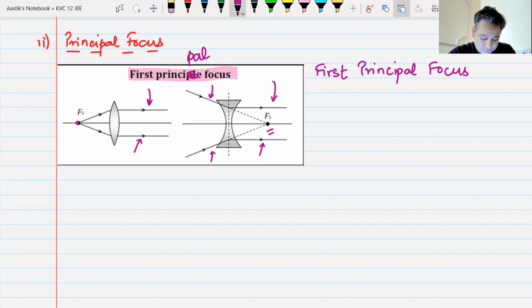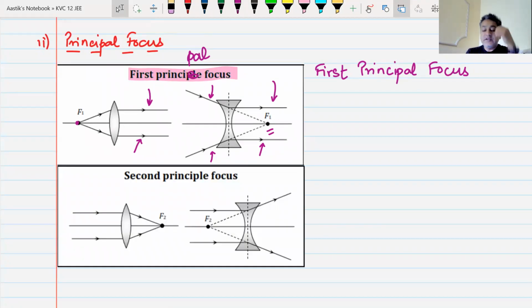Incident rays which are parallel to the axis pass through the focus. Which focus? Second principal focus, and that is correct. Rays of light which are parallel to the principal axis, you can see them. After refraction, they will pass through one point on the principal axis. That point is known as the second principal focus.